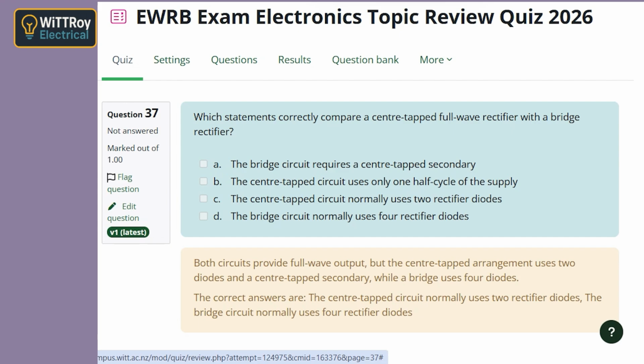This was a multiple answer item. You correctly identified all of these. The center-tapped circuit normally uses 2 rectifier diodes, and the bridge circuit normally uses 4 rectifier diodes. Good, I could picture the component while I answered.